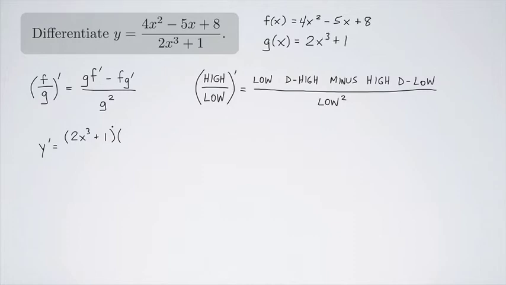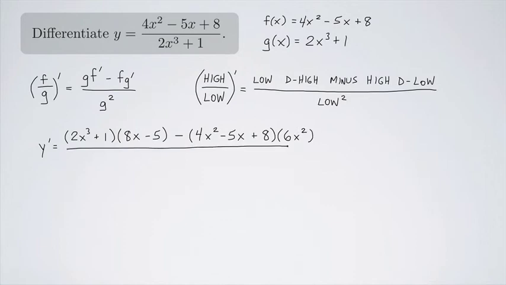Okay, so now I want to take the derivative of f, that's going to be 8x minus 5. And then minus, now I just write f, leave it alone, 4x squared minus 5x plus 8. And multiply that times the derivative of g. That's going to be 6x squared. And all of that is going to be over g squared. So that's going to be 2x cubed plus 1 squared.